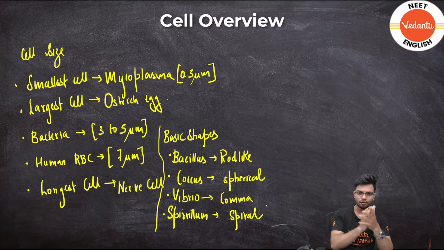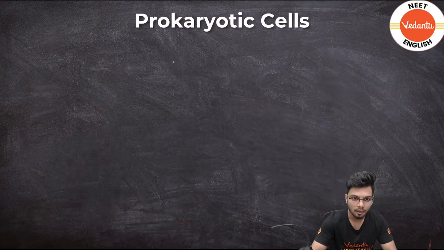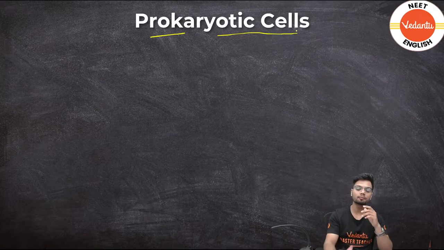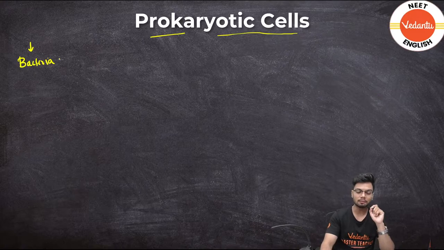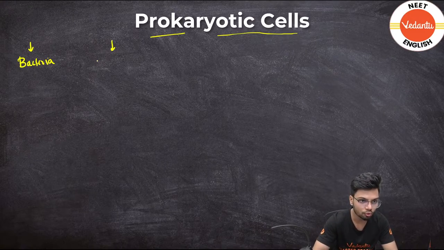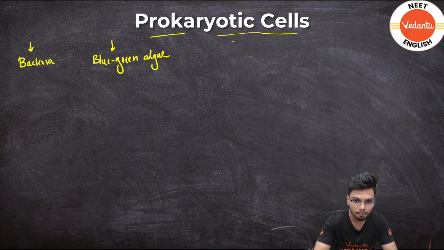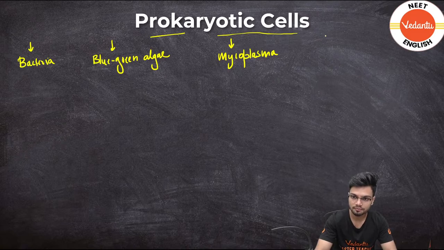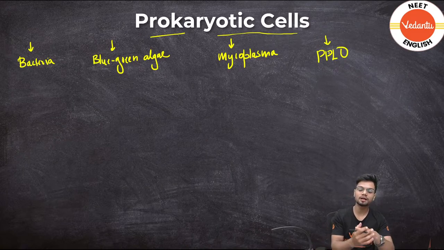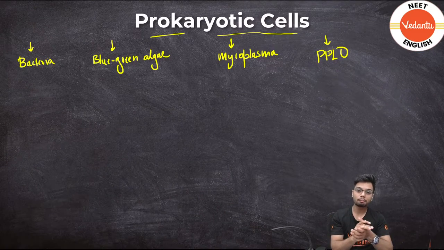Now, let's understand the prokaryotic cell. What is included in a prokaryotic cell? For example, bacteria are part of the prokaryotic cell. Then we also have blue-green algae. Do they also belong to prokaryotic cell? Yes, they also belong. Now, what about mycoplasma? Yes, they also belong to prokaryotic cell. Then we have PPLO, that is pleuropneumonia-like organism. Bacteria, blue-green algae, mycoplasma, PPLO, all of them belong to the prokaryotic cell.